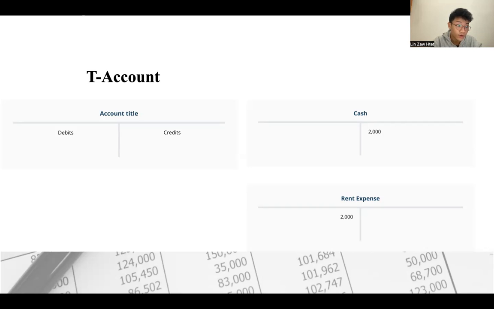Since every transaction will involve at least two accounts, we recommend that you always begin by drawing two accounts. For example, a company pays its rent of 2,000 for the current month. That transaction could be represented with the following T accounts. Note that one T account has a debit of 2,000 and the other T account has a credit amount of 2,000. The transaction has debit equals credit.